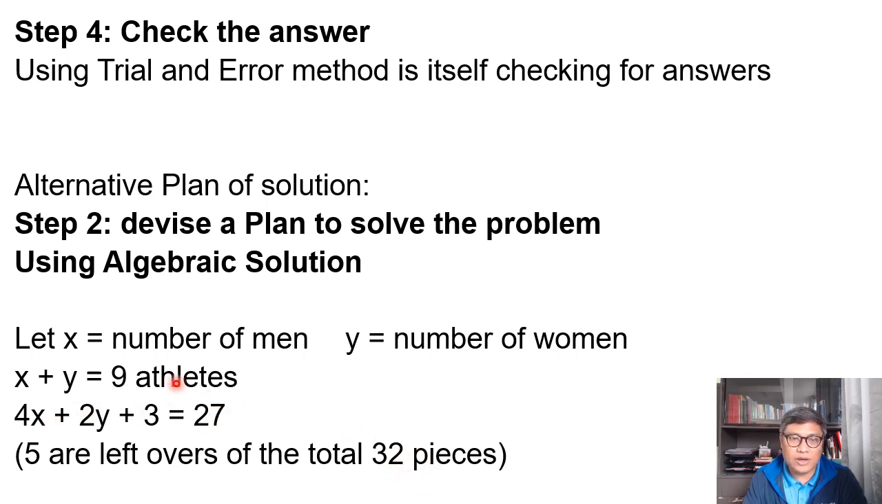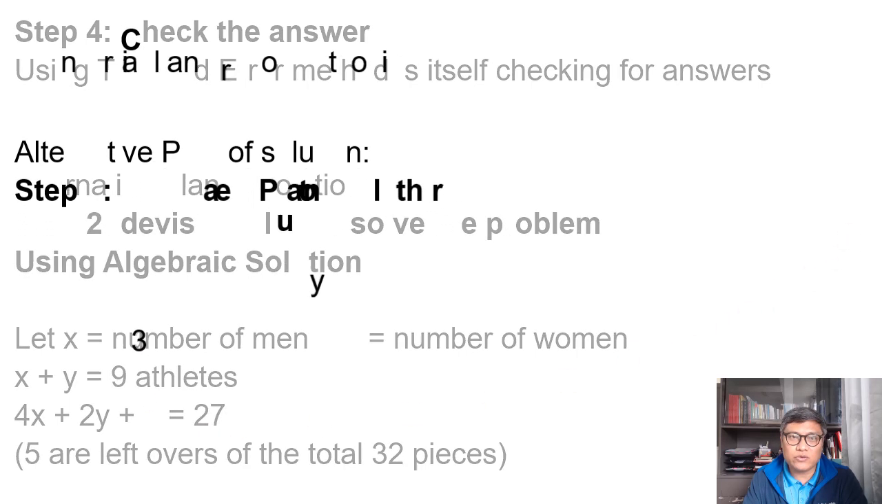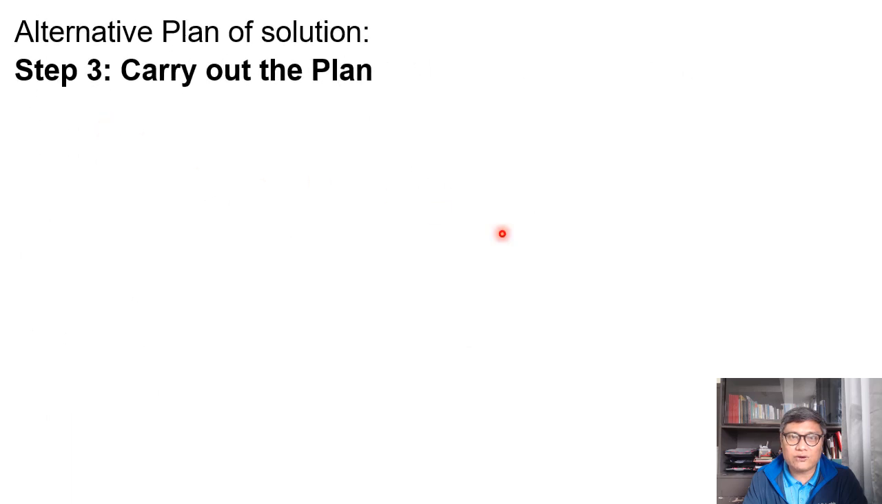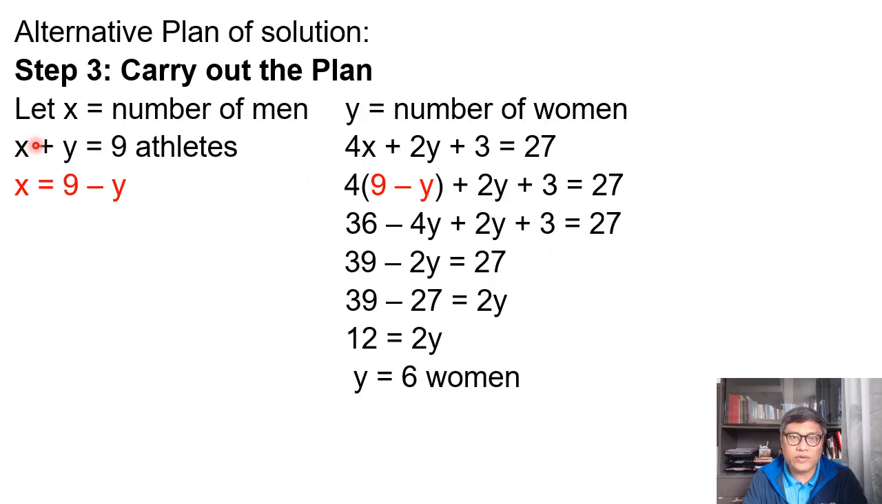So here you have two equations: x plus y equals 9 and 4x plus 2y plus 3 equals 27. So we are going to carry out the plan, and we are going now to substitute the first equation into the second equation. But first, you are going to isolate the variable x in terms of y. Then we need to substitute this into the second equation.